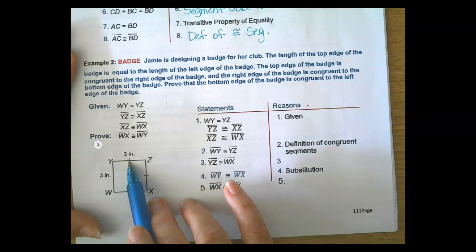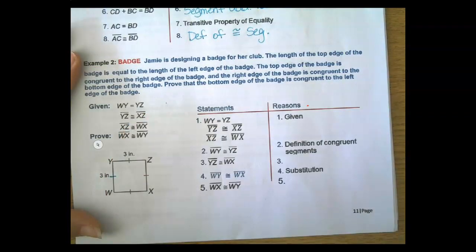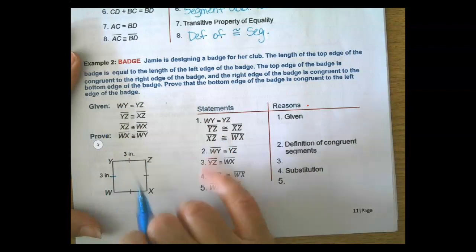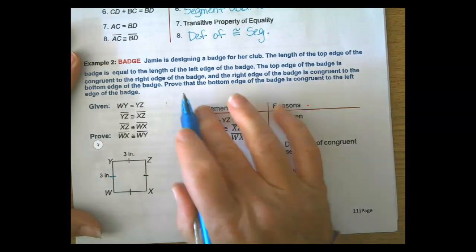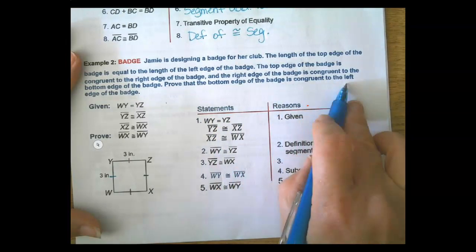So if this is a certain amount, this is a certain amount. So these would be the same. The top edge of the badge is congruent to the right side. And the right edge of the badge is congruent to the bottom. So we know we have a square. Prove that the bottom edge of the badge is congruent to the left edge of the badge.